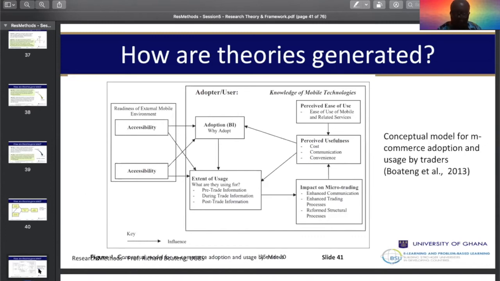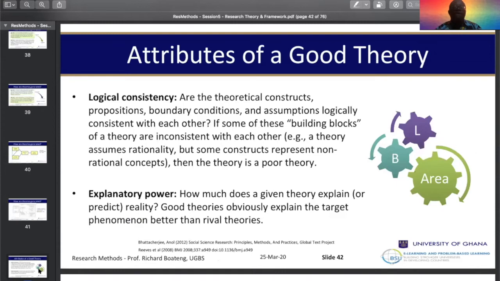So now let's continue. Now, attributes of a good theory. Every good theory has a number of things in it. One of them is logical consistency, meaning that at the logical, theoretical level, the constructs, that's the propositions, the building blocks, the boundary conditions and assumptions, are logically consistent with each other.